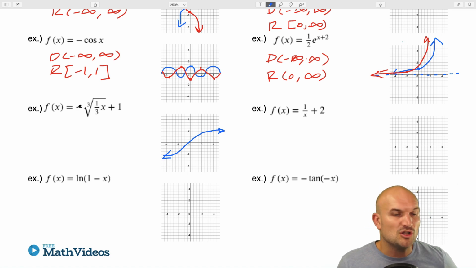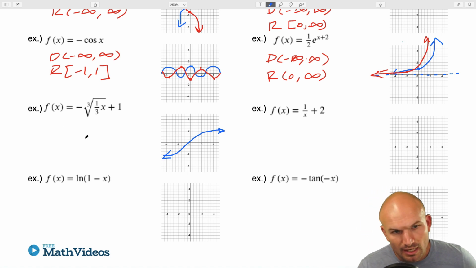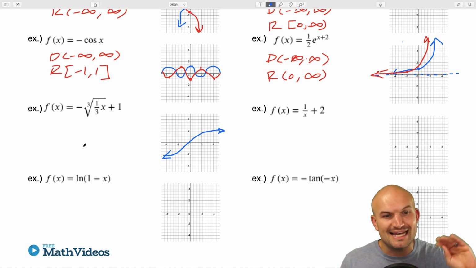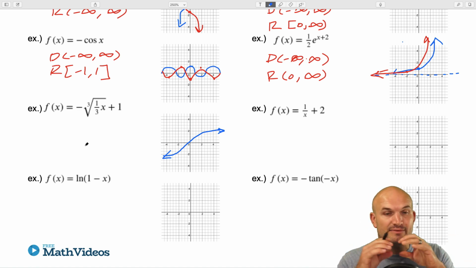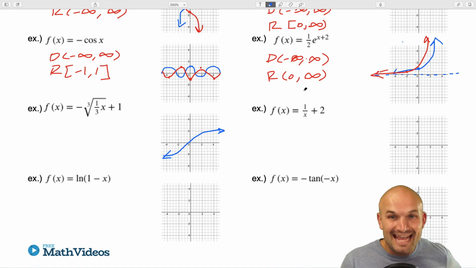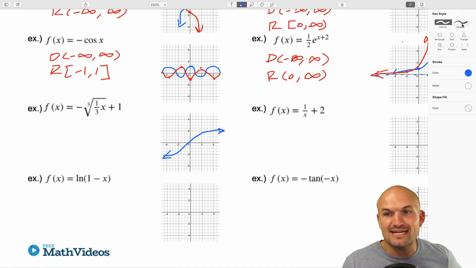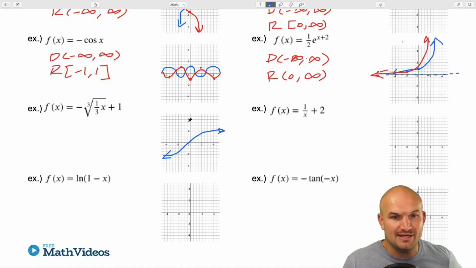So again, we're multiplying by negative on the outside. All right, so that is going to be a reflection about the x-axis. We are multiplying by a 1/3 inside, so that's going to be a horizontal stretch. And we're shifting the graph 1 unit up. So there's a lot going on here. So let's go ahead and reflect it, okay? And let's shift it up 1 unit.